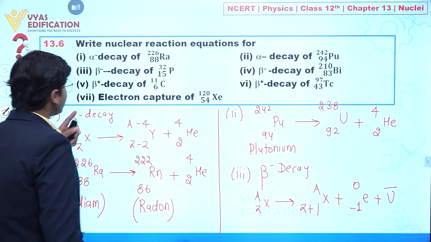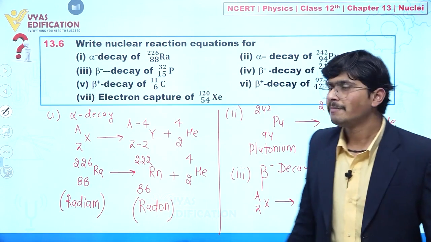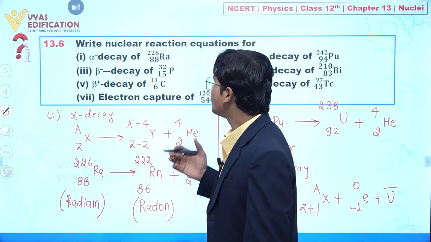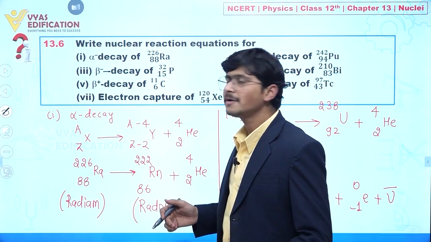Now if we talk about number 5, we have beta plus decay, means positron. Clear. So beta plus decay of carbon 11, which is 6 carbon 11.